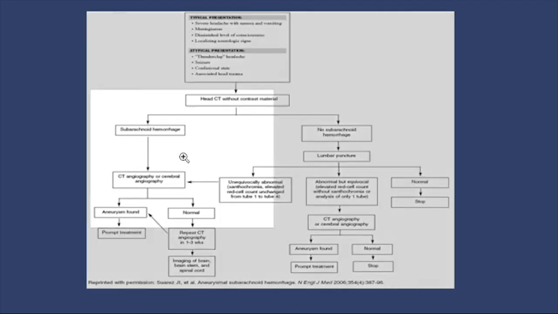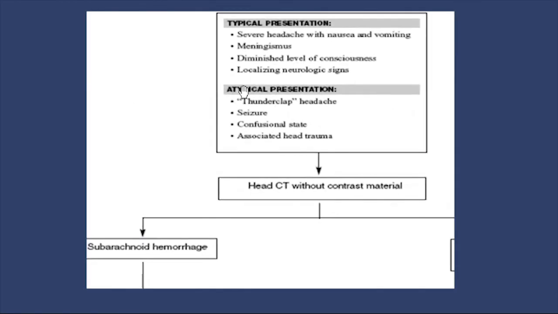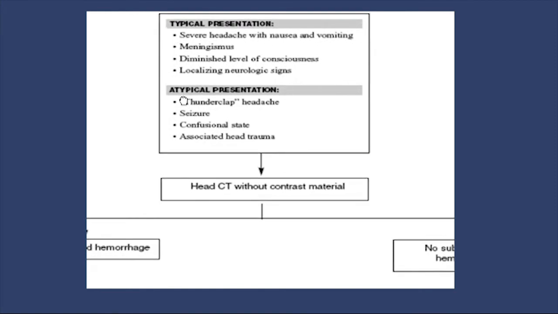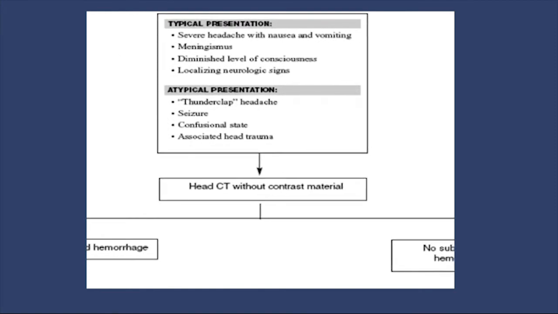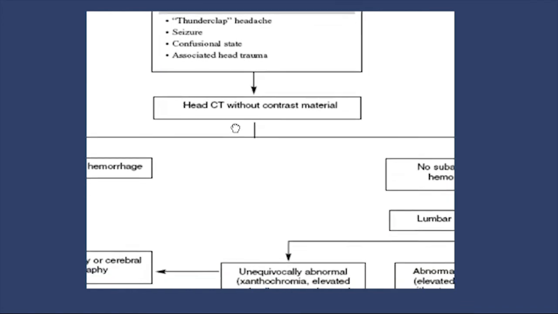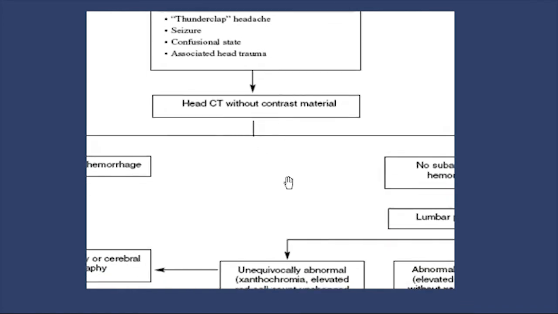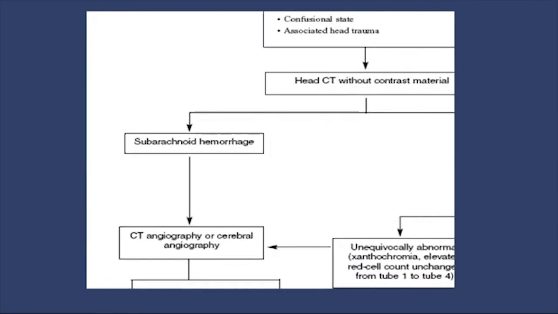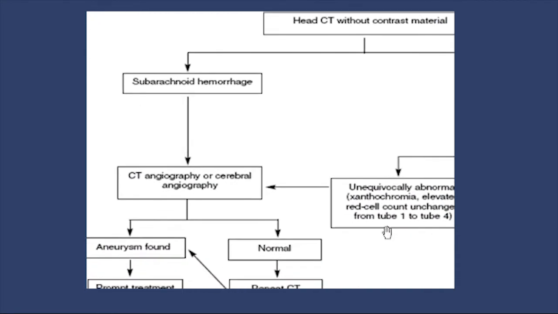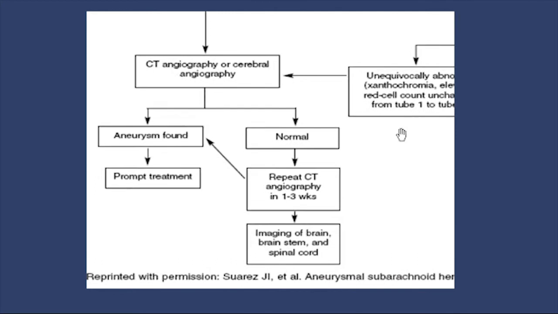In terms of diagnostics, I think this is a summary slide for most of what happens with SAH. Patients come in with symptoms, a typical or atypical presentation, and the immediate plan is to do a head CT scan without contrast. If there is subarachnoid hemorrhage, then CT angiography or cerebral angiography. CT angiography is recommended, and if there is an aneurysm, then prompt treatment.